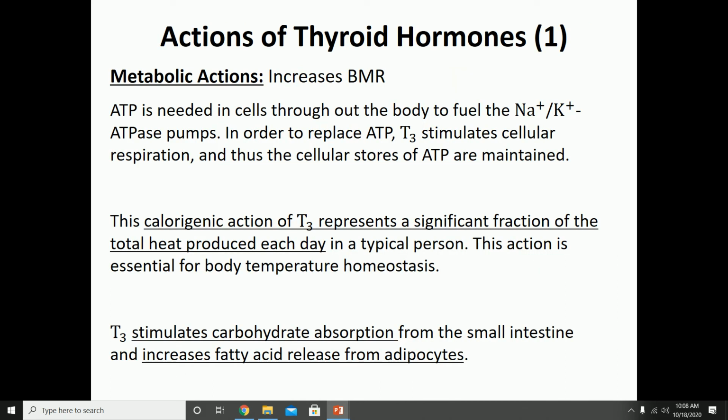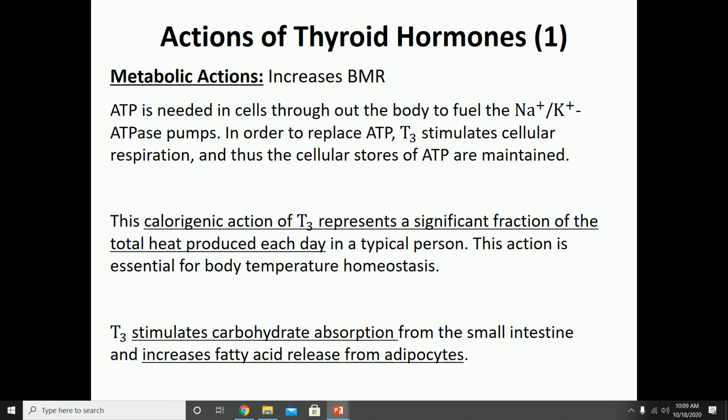Now, what is the action of thyroid hormones? You want to think of thyroid hormones as kind of like the perfect hormone for weight loss. Thyroxine used to be sold over the counter as a weight loss product, but thank goodness it was pulled off the shelves because it was dangerous and can lead to heart problems. But it is a good way to remember the action of thyroid hormones. First off, it has a metabolic action where it increases the basal metabolic rate. BMR stands for basal metabolic rate.